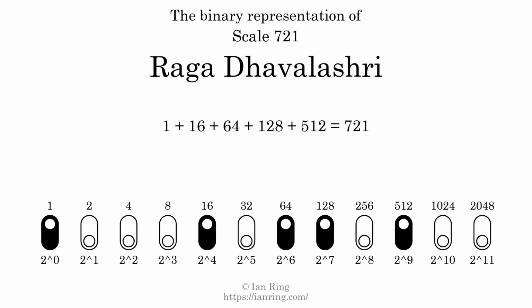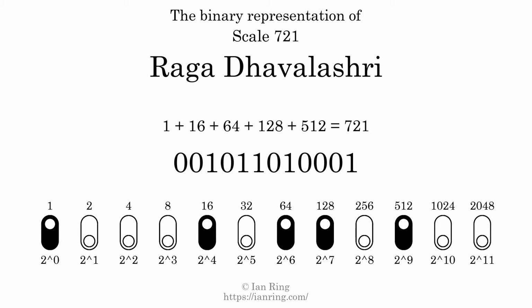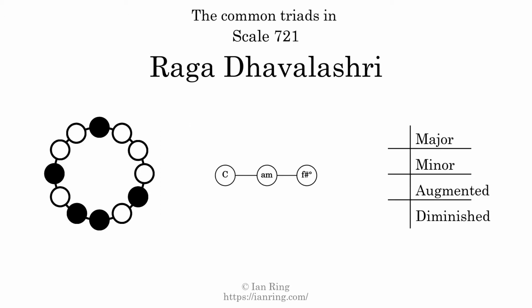The scale number not only enumerates the scale with a unique index, but it also literally describes the tonal content of the scale. Represented as a binary number in base 2, the scale number is 001011010001. Here are the common triads present in this scale.